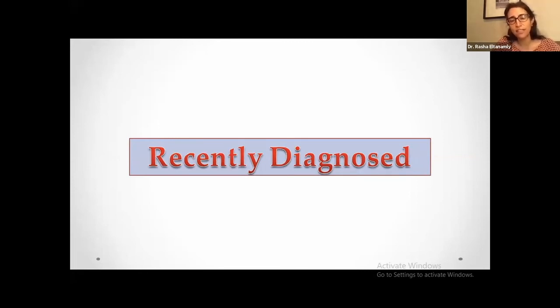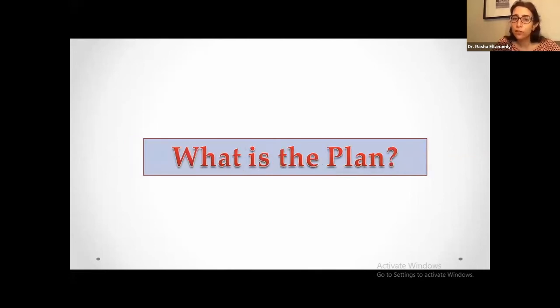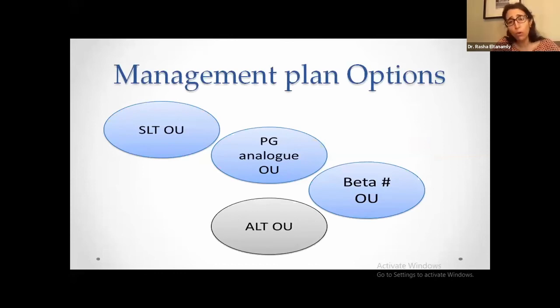The two options that I would talk to her about are either starting with lasers in the form of SLT, or going to medical treatment in the form of prostaglandin analogues or beta blockers, and these are the guidelines. Of course, we are not talking about argon laser trabeculoplasty anymore. It's so outdated now.